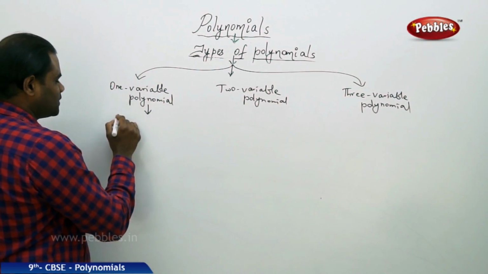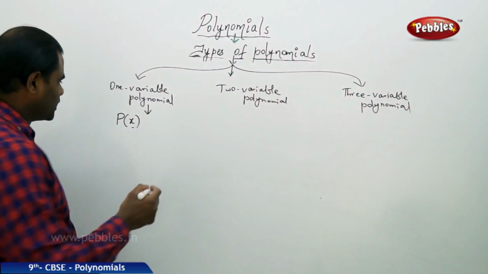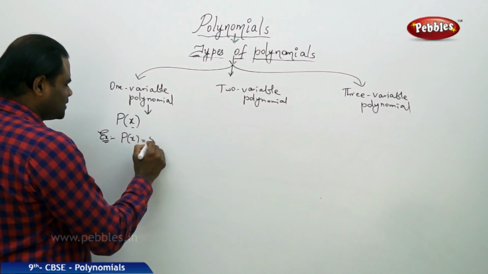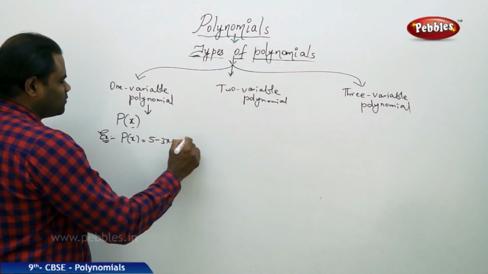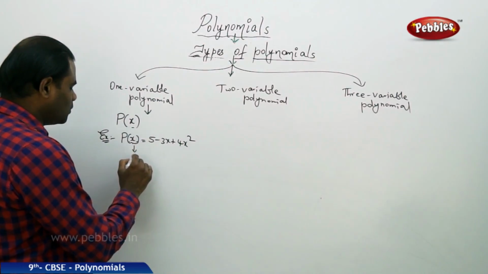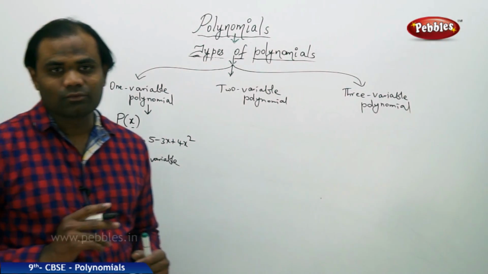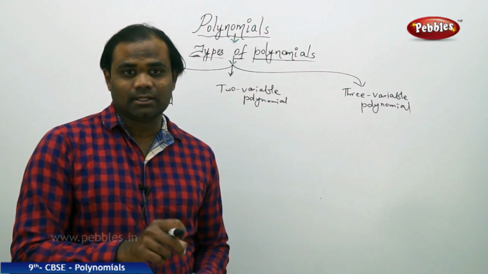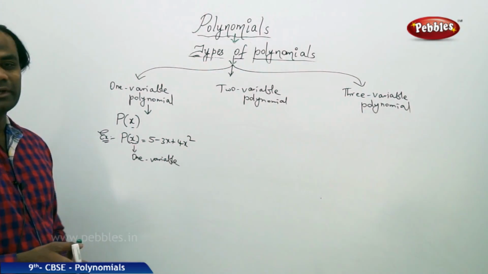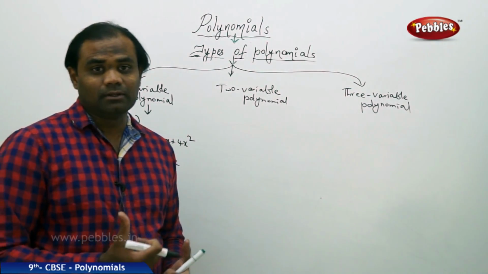So in this, as we have discussed, if the polynomial has only 1 variable, say for example, I have p of x is equal to 5 minus 3x plus 4x square, then in this case the variable is only 1 variable. Therefore, such a polynomial which has only 1 variable x is called a 1 variable polynomial. What is a 2 variable polynomial? It is defined in the same manner as we have defined for 1 variable polynomial.